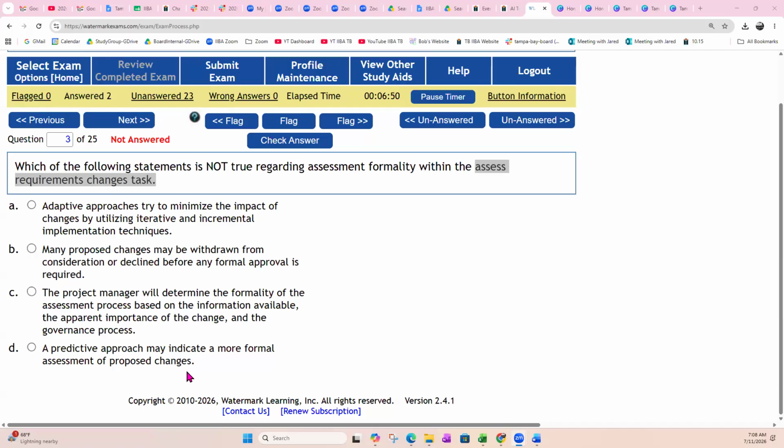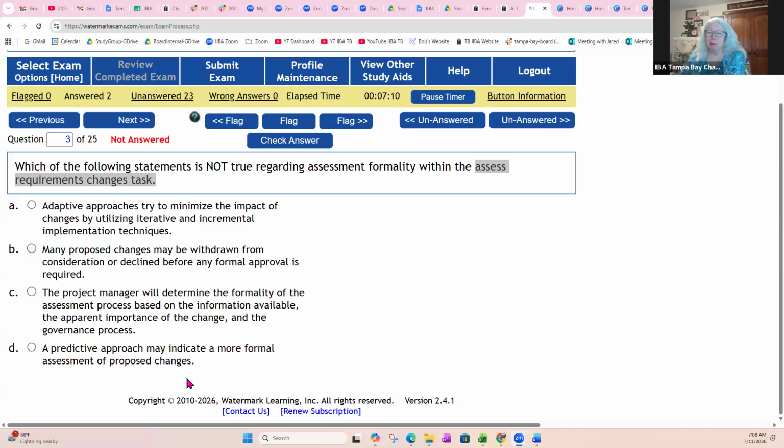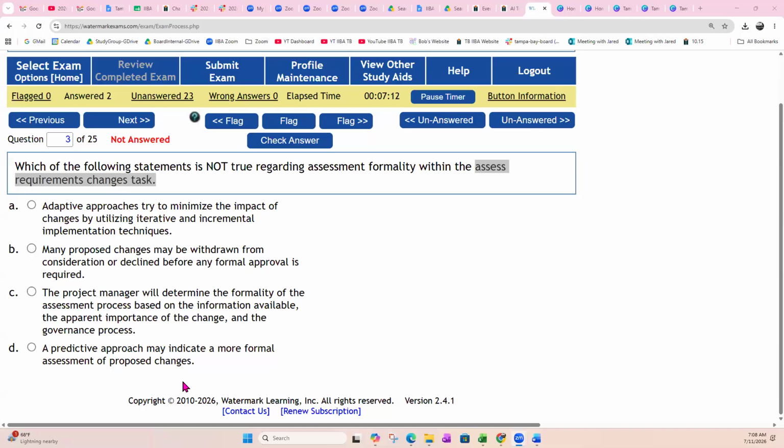How does that make it any different here? Even if it's waterfall, how different? Indicate a more formal assessment of proposed changes, which is true. It will have to be an upfront assessment of all the requirements that come through in terms of the waterfall approach. Waterfall is typically more formal, yeah. So A is true. D is true. I think B. I am going with B.